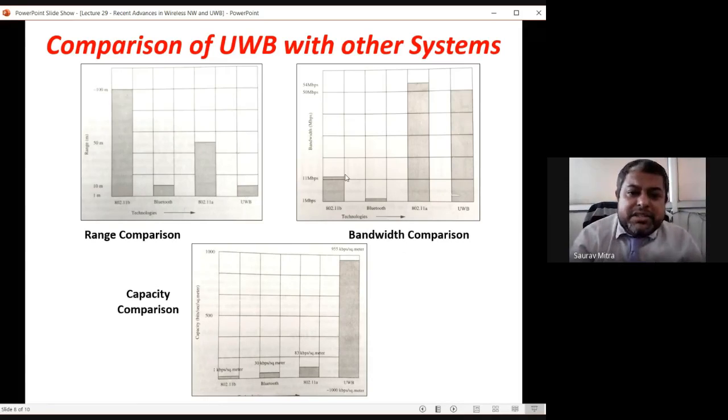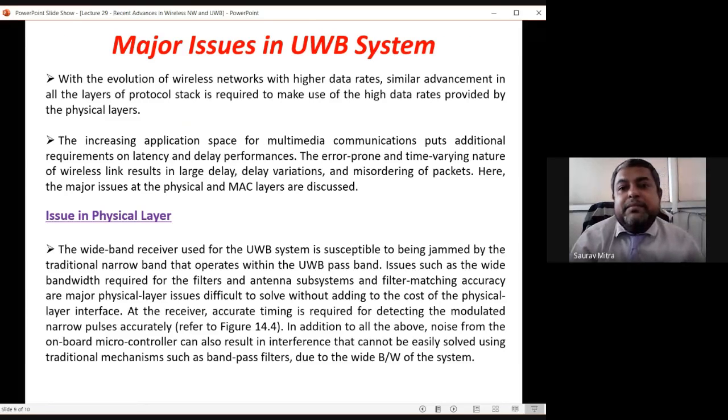Likewise, you have to understand these three graphs, and you have to show them in the exam if they are asked. This is the comparison of ultra wideband with other systems. The performance of ultra wideband is compared with Bluetooth, 802.11a and 802.11b.